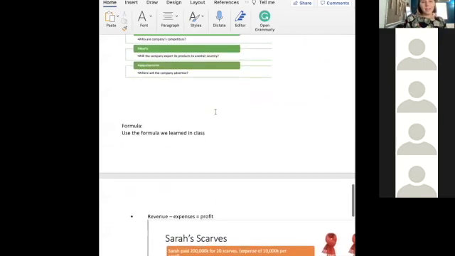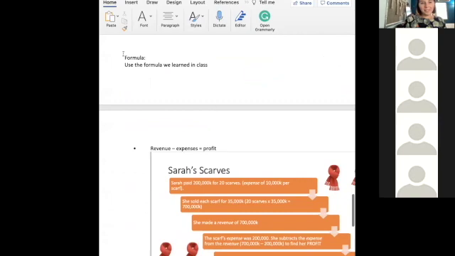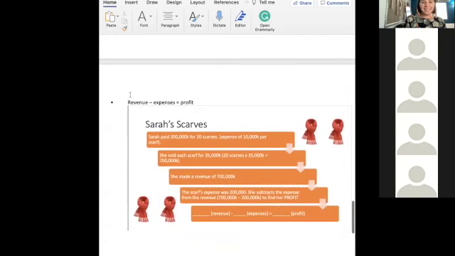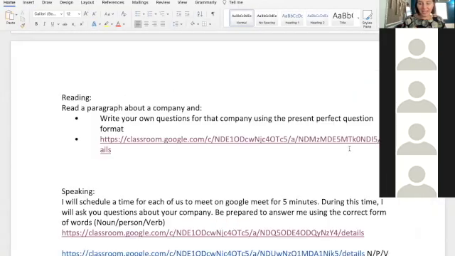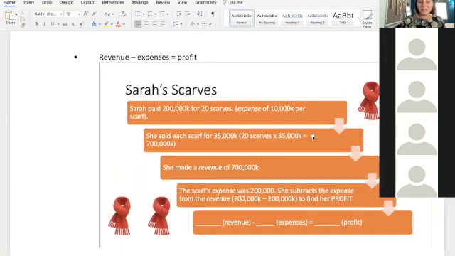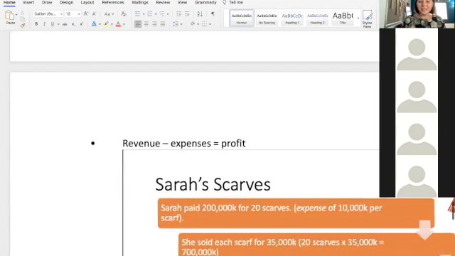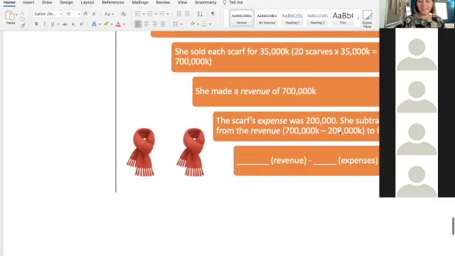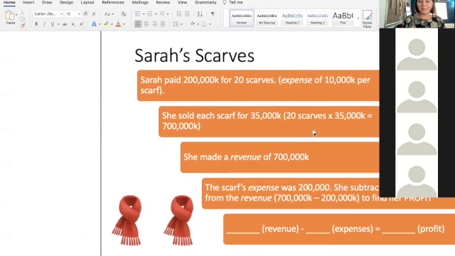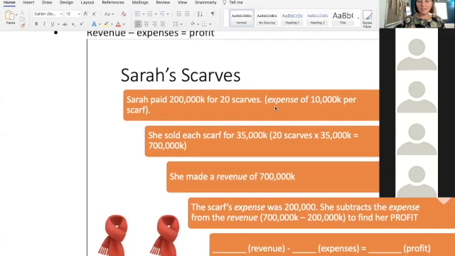What else is on the midterm? Formula. You will use the formula we learned in class. Who remembers this? Revenue minus expenses equals your profit. I think we all remember this from last time we had class, but just in case anyone forgot, why don't we try to do this problem together? If I can get it to work.